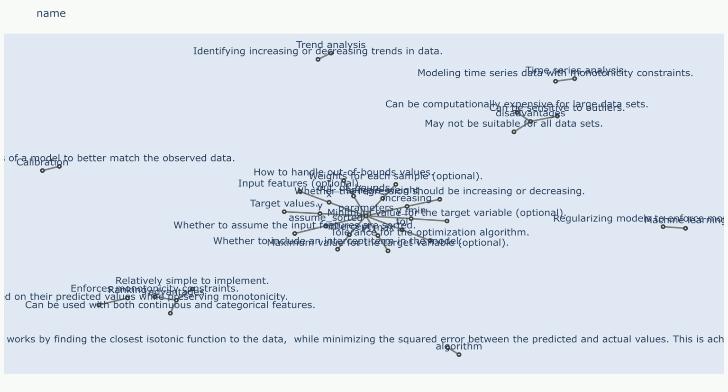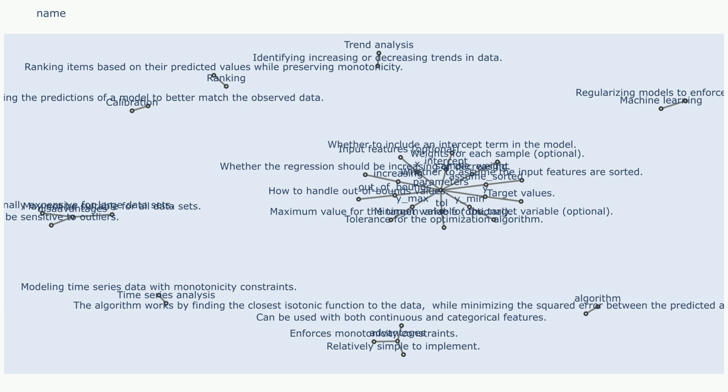Key concepts. Monotonicity. The core principle of isotonic regression is ensuring that the predicted output values Y_pred are monotonically related to the input features X. This means that as the input feature increases, the output value should either never decrease (non-decreasing) or never increase (non-increasing).